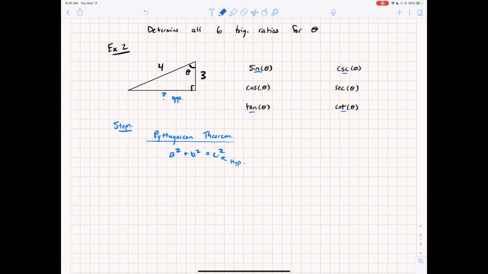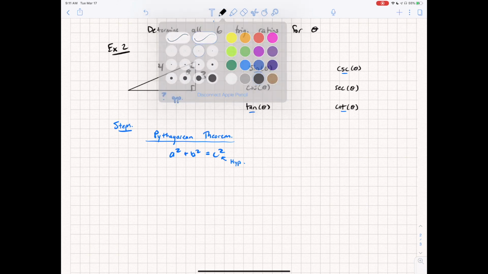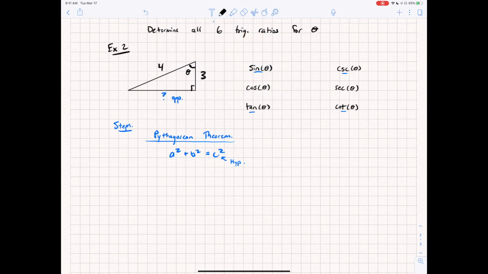I'm going to pause for a second. Feel free to pause the video. And then I'm going to go through and find the missing side and then find my ratios. Also pointing out one other thing we have to do algebraically, and that you'll see. Okay, so I'm going to go through and do the Pythagorean now to try and find the missing side.